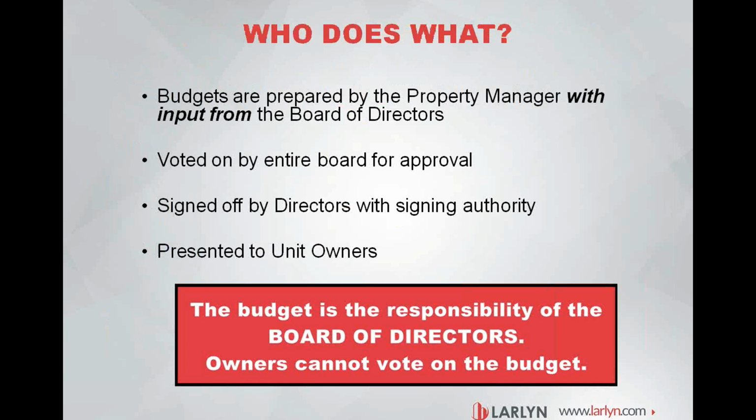The budget, when it has been signed off on and the cover letter has been presented to the board for approval, is then distributed to the owners. It's important to identify that the owners cannot vote on the budget, nor do the owners have to sign off or approve the budget. The budget is the responsibility of the Board of Directors.